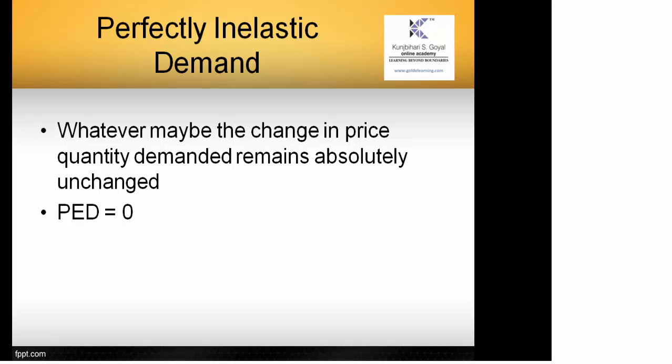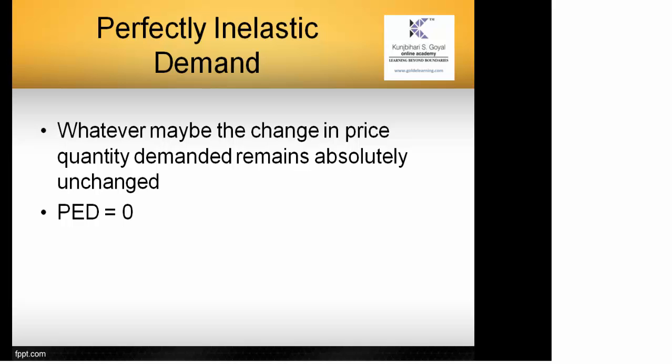Same way in real life, in real market situations, perfectly elastic and perfectly inelastic are pole situations which may not exist in reality. The reality will be between perfectly elastic and perfectly inelastic. Correct? So the other pole, the other extreme situation, is what? Perfectly inelastic demand. Let us see the definition. Whatever may be the change in price, quantity demanded remains absolutely unchanged.